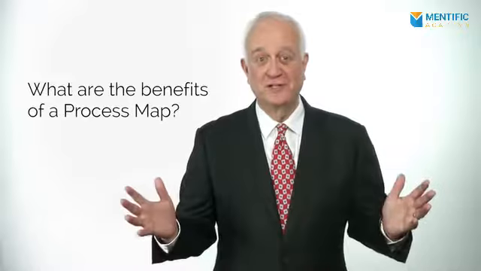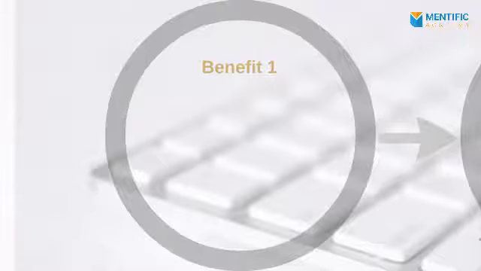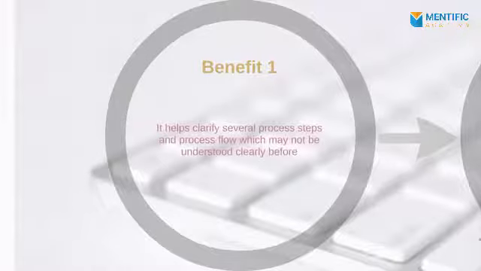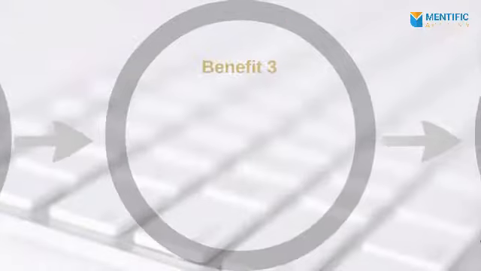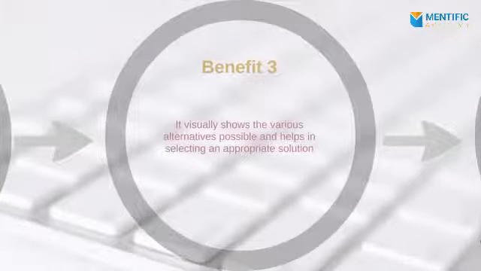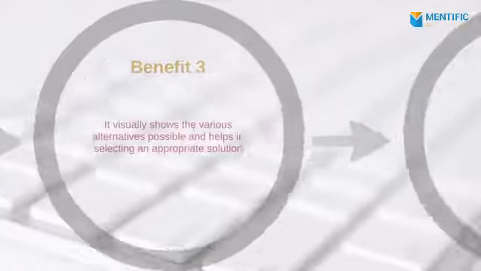What are the benefits of a process map? First, it helps clarify several process steps and process flow which may not have been understood clearly before. Second, it shows problem areas, unexpected complexity, redundancy, idle time, unnecessary loops, and where simplification may be incorporated. Third, it visually shows the various alternatives possible and helps in selecting an appropriate solution.